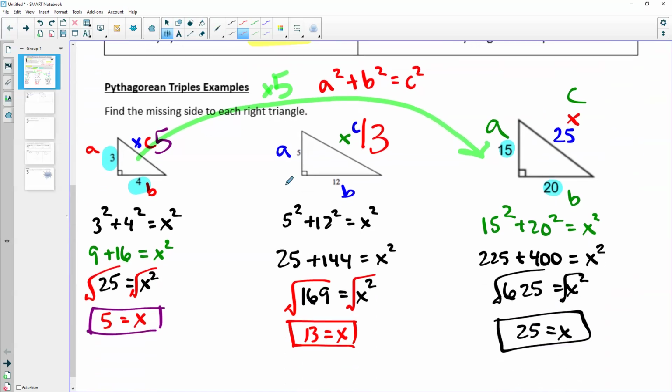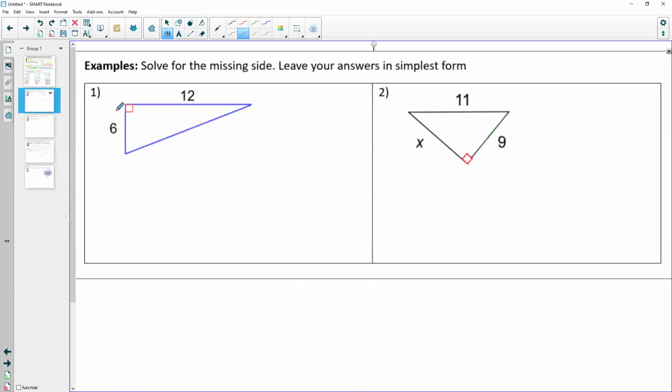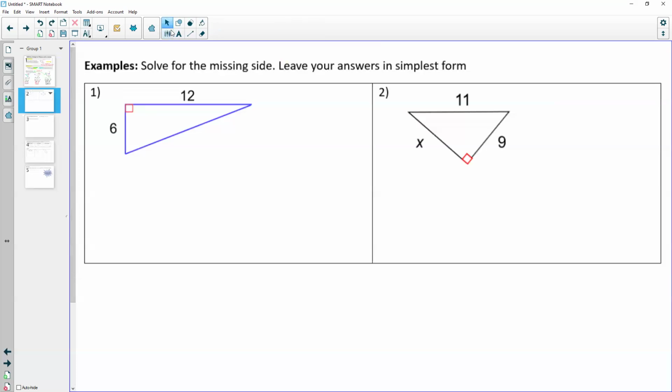Okay, so let's just look at a few more examples. We're going to run into some instances. Not every single problem that we look at is going to be a Pythagorean triple. In other words, not every single problem that we use Pythagorean theorem on is going to be a whole number. Sometimes you're going to get decimals. Sometimes you might get square roots. Okay, so let's look at these two examples and see how these are going to be a little bit different.